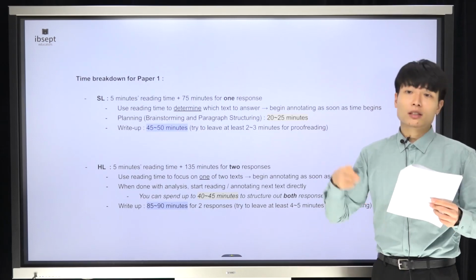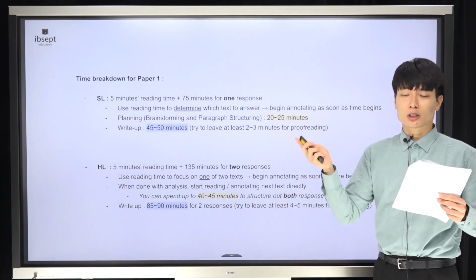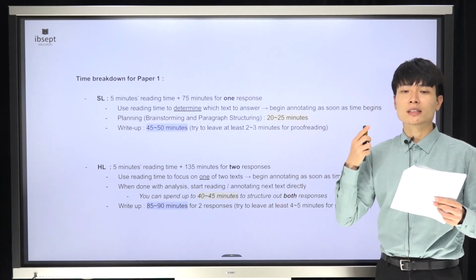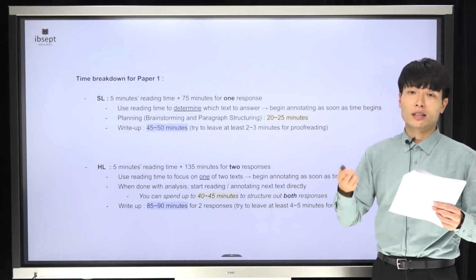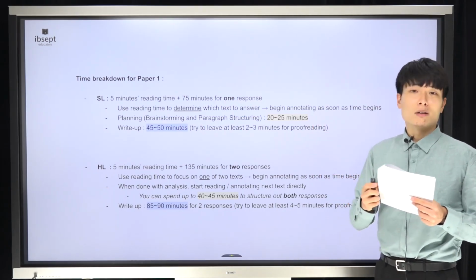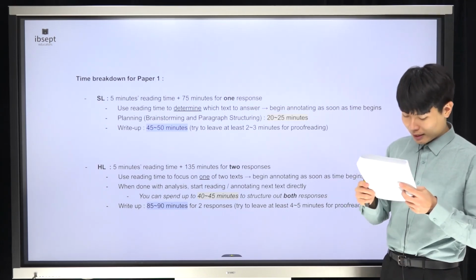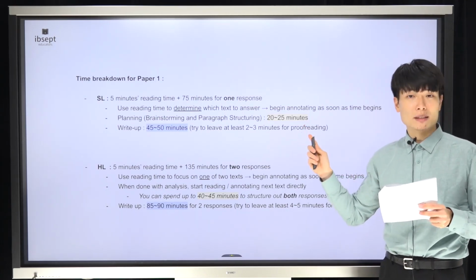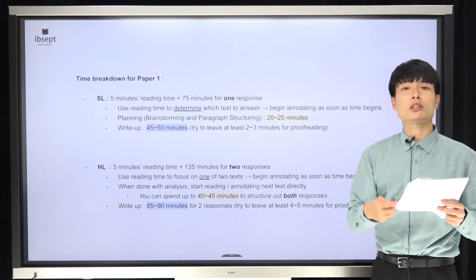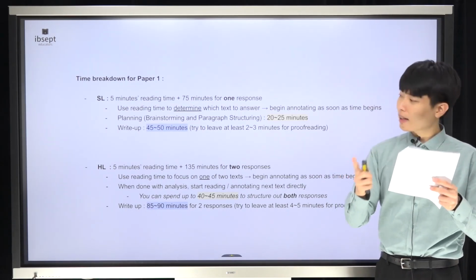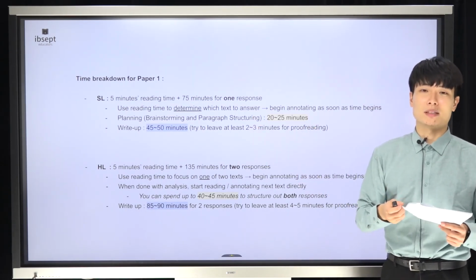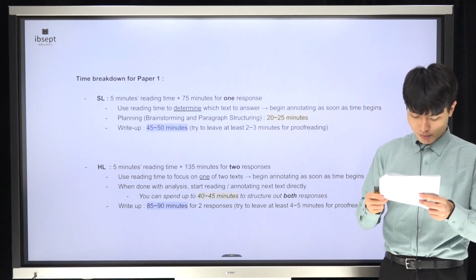Again, guiding question first, then the text. In the 5 minutes, you should have read both texts and have an idea of which of the two you would like to address and write a response to. And once you've done that, you'll spend about 20 to 25 minutes simply planning and structuring out your response, followed by 45 to 50 minutes of writing.